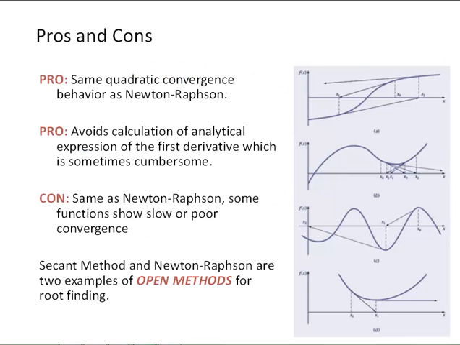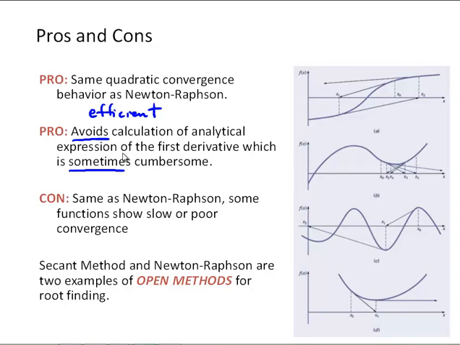And let's finish up this video by talking about some pros and cons of the secant method. A big pro, it has the same quadratic convergence behavior as Newton-Raphson. So we know that it is efficient. We like that. Another pro, in contrast to Newton-Raphson, is it avoids calculation of an analytical expression of the first derivative, which is sometimes cumbersome. Now, this wasn't a big deal in the example with the exponential function that we've been using, but it could be a big deal in lots of other situations.